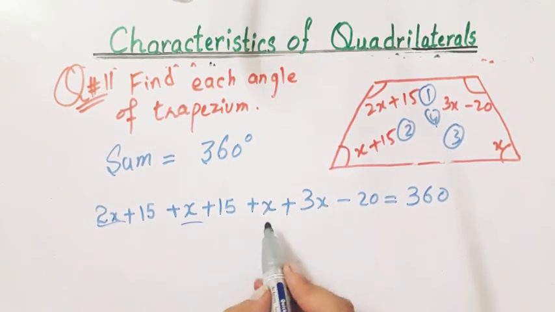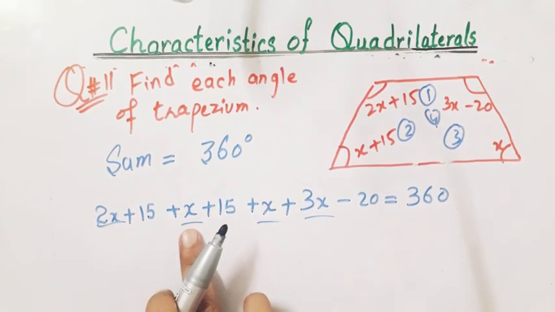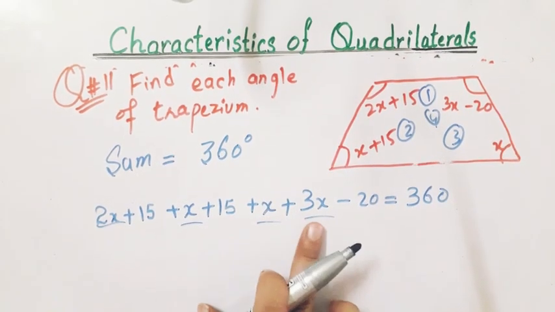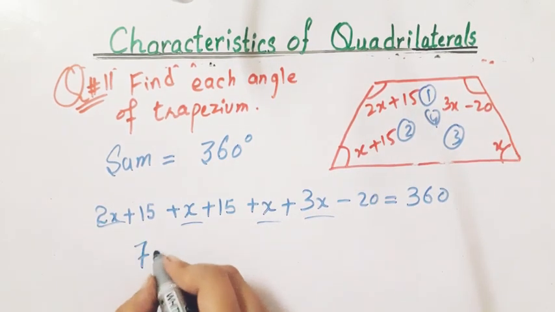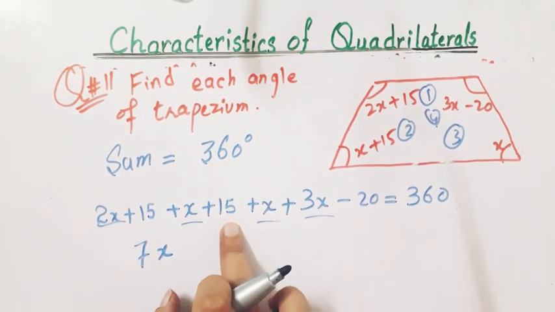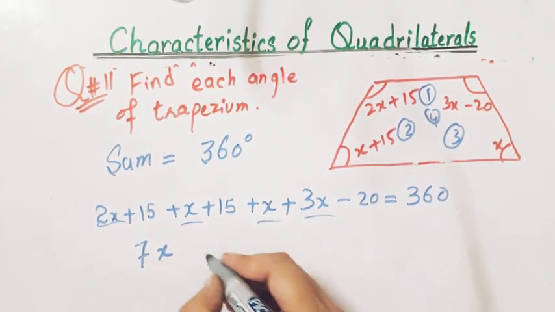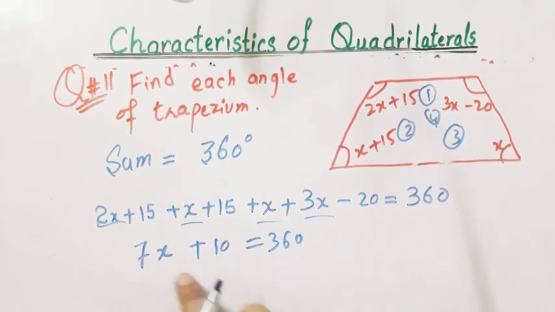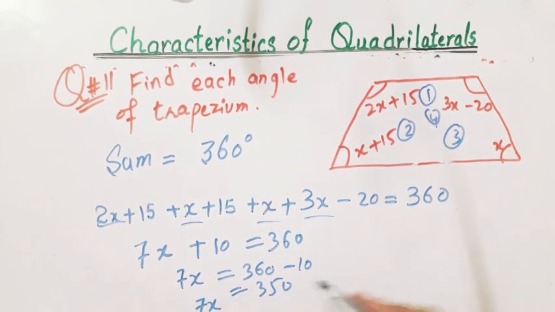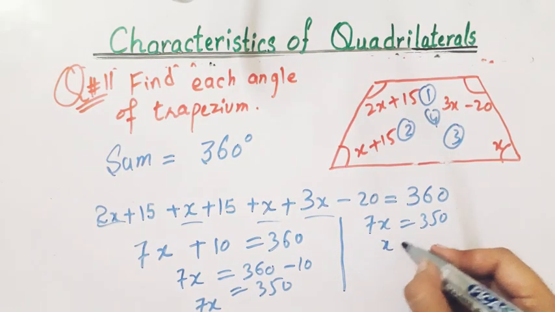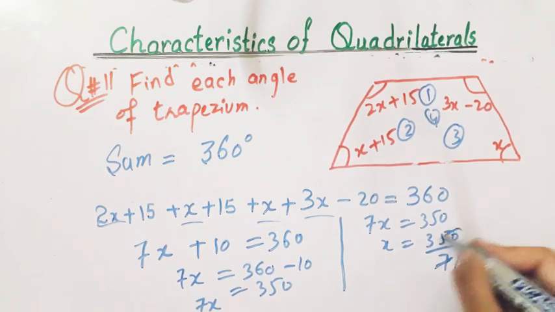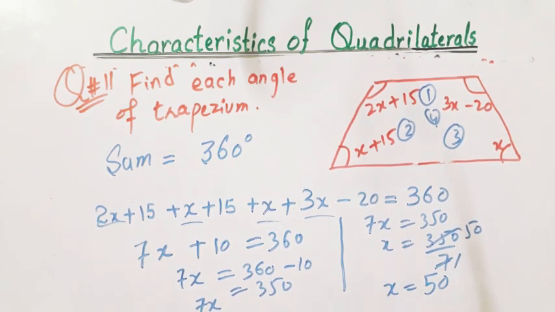Now add 2x plus x plus x plus 3x. 2 plus 1 is 3, 3 plus 1 is 4, 4 plus 3 is 7. So you got 7x. Now 15 plus 15 is 30, 30 minus 20 is 10, so 7x plus 10 equals 360. Now 10 is added here, so it will be subtracted. So 7x equals 360 minus 10. It means we get 350. Now 7x equals 350. Now 7 is multiplied here, so it will be divided. So the value of x is 50.